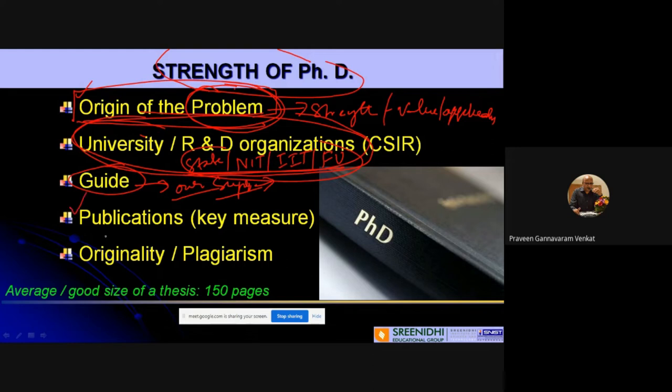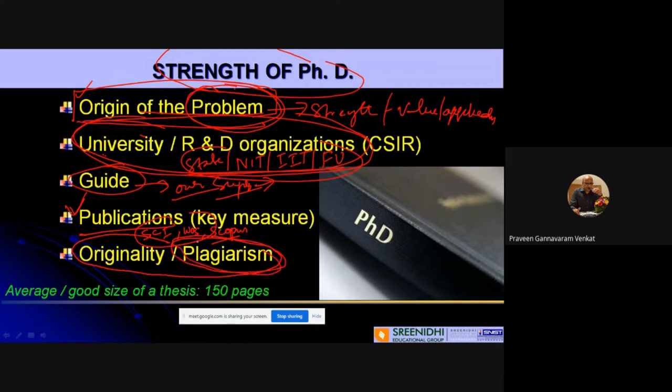And the publications: whether SCI journals or Web of Science journals are there, or some standard journals. We have to choose either Scopus indexed journals. All these things are most important while estimating the strength of our PhD. Originality and plagiarism are also most important. Nowadays, plagiarism has become common. We have to keep up originality, and plagiarism should always be avoided. Plagiarism should not be there when we are going for the PhD program or any research program. We should not copy from others' work.